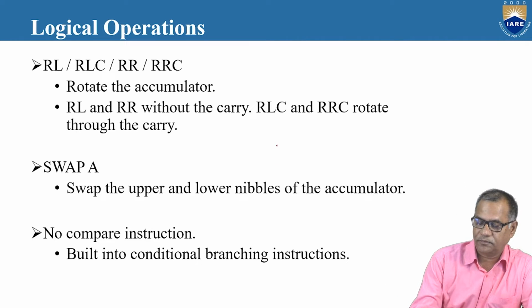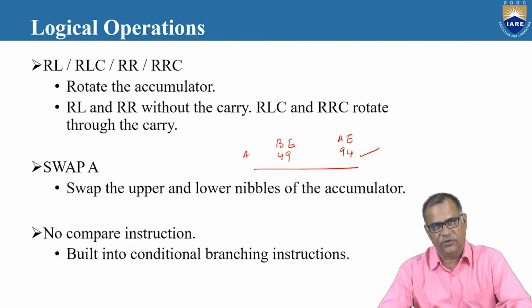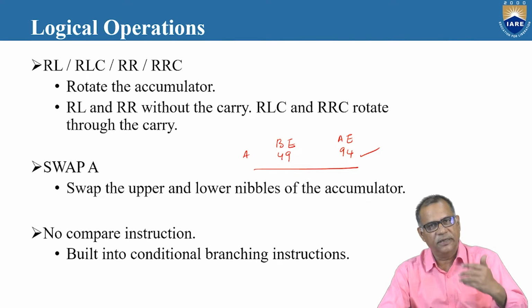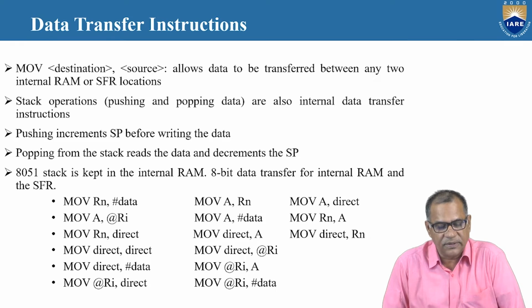So for example, before execution, let us say the contents of A are 49. So when you do SWAP A, after execution, it becomes 94. So that is how the instruction is executed. Okay. Next, there is no compare instruction, but it is built into the conditional branching instructions in the 8051 microcontroller. Now let us come to the data transfer instructions.